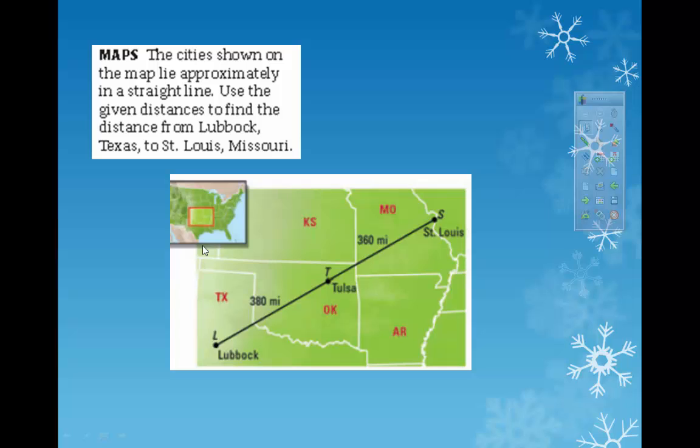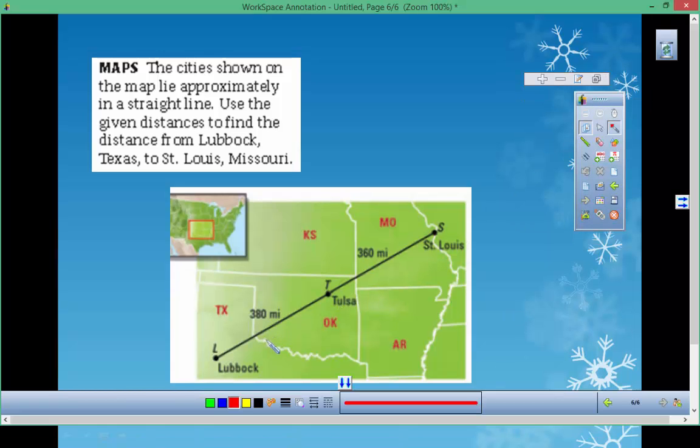So we can use this with maps all the time. In this problem, we want to find the distance. Use the distances to find the distance from Lubbock, Texas to St. Louis, Missouri. Well, we know the distance from Lubbock to Tulsa, and we know the distance from Tulsa to St. Louis, so basically the segment addition postulate says, hey, you know what, you can add those two. So we could just take 380 and we can add that to 360 and we can get the total.